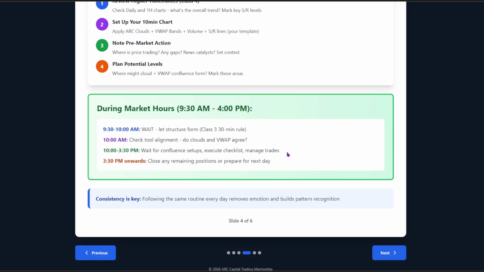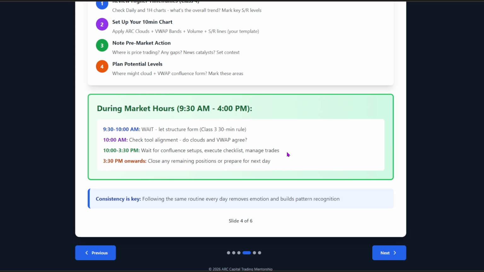From 10 a.m. to 3:30, you're waiting for confluences to set up. You're executing your checklist, right? You're seeing, is this an A+ setup? Is this a B+ setup? Is this a C+ setup? And you're managing your trades. Usually, you guys like to take some SPY queues and maybe a swing. That's what we do here. So by the time 10, 11, 12 rolls around, you've already been in and out of one trade. And we preach here, guys, the more trades doesn't mean the better, right? There's quality over quantity. So from 3:30 onwards, close any remaining positions if there's 0 DTEs and prepare for the next day.